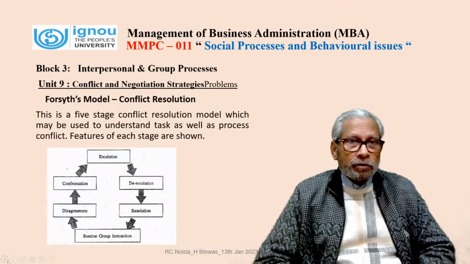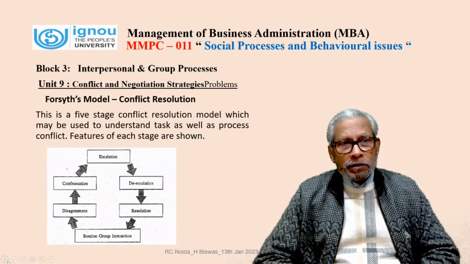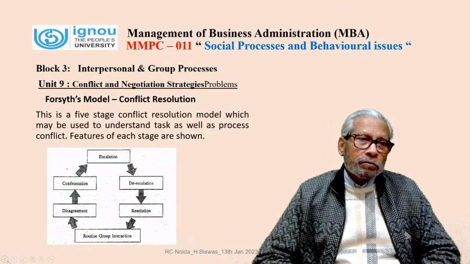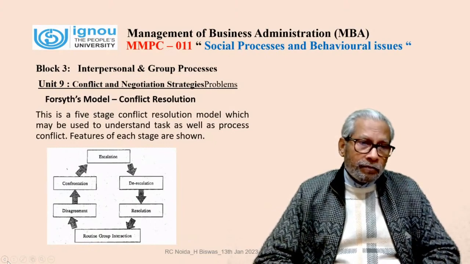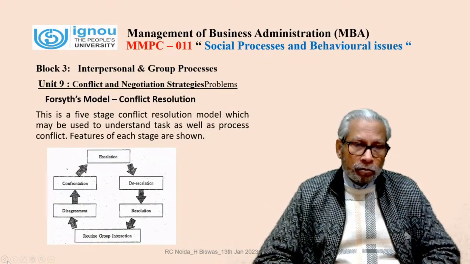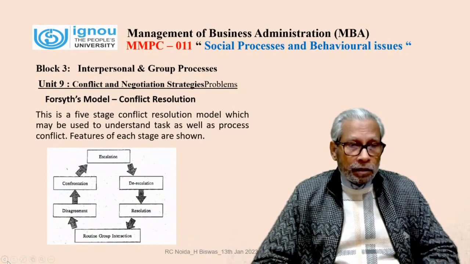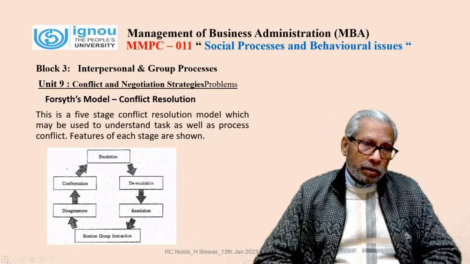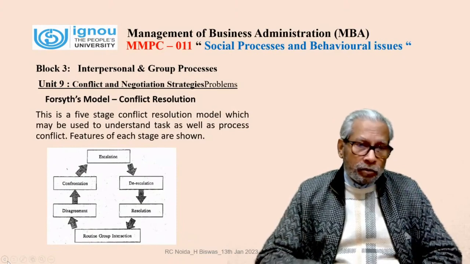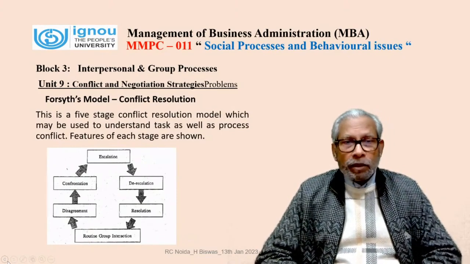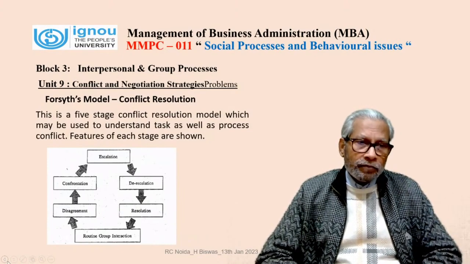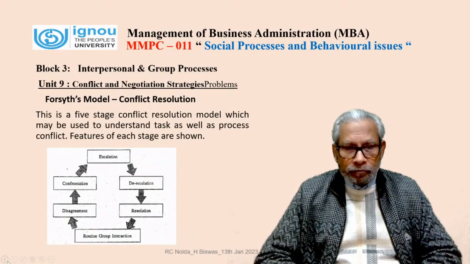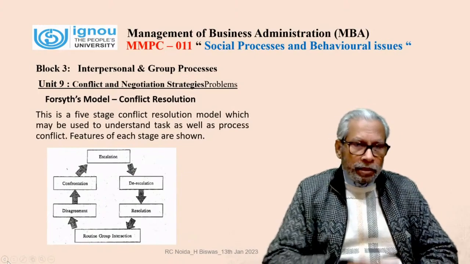Now we see conflict resolution. Here five stages of conflict resolution are given, and you can see from the features what they are. First the escalation, then de-escalation, the resolution, and then routine group interactions, disagreement, and confrontation. So this is the way it circulates in order, one step at a time. Basically, five stages are given. All the stages are interlinked to each other, and that is the sequence basically.